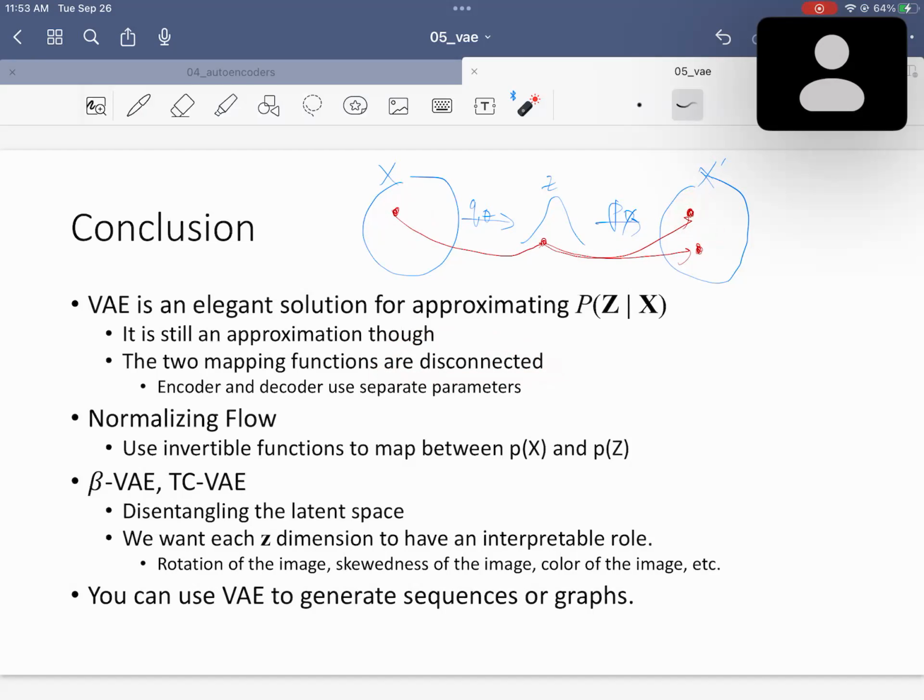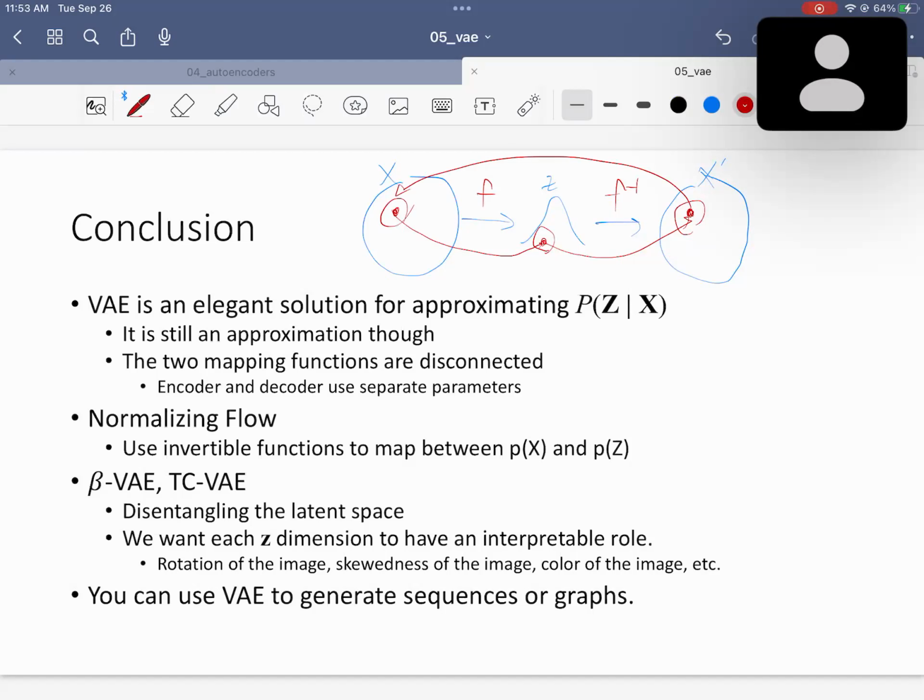So what they did is they came up with something called normalizing flow. Normalizing flow uses an invertible function instead of two different functions. So here, instead of using q theta and p phi, they use some f and f inverse. That will guarantee that this point will go back to this point, which is exactly the original point. So that's the whole idea behind normalizing flow.